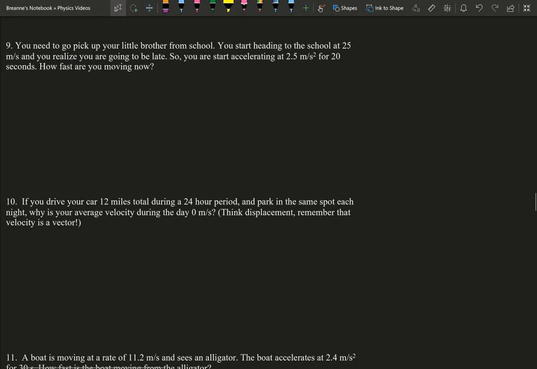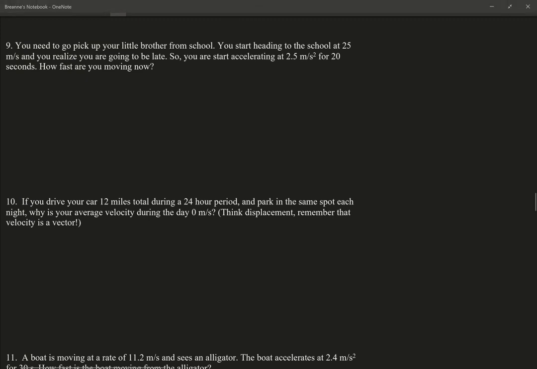So now you need to pick up your little brother from school. You start heading to the school at 20 meters per second, and you realize you're going to be late. So you start accelerating at 2.5 meters per second squared for 20 seconds. How fast are you moving?